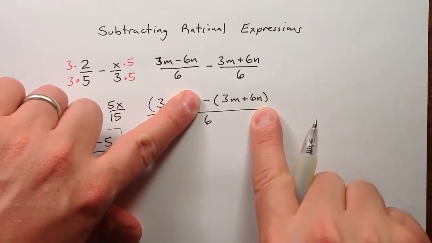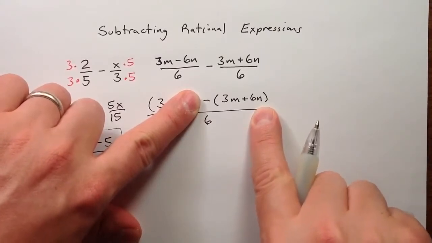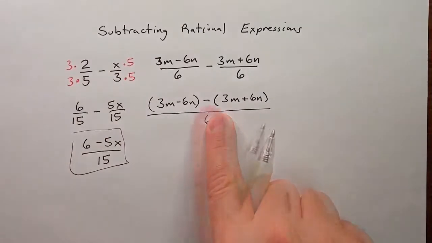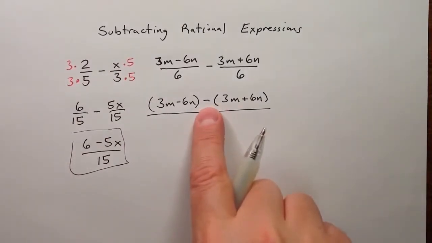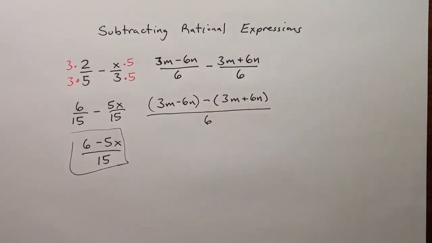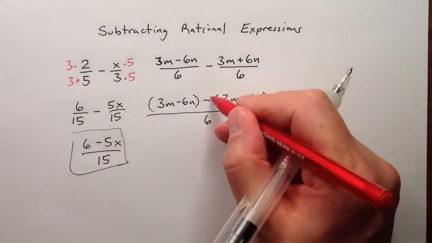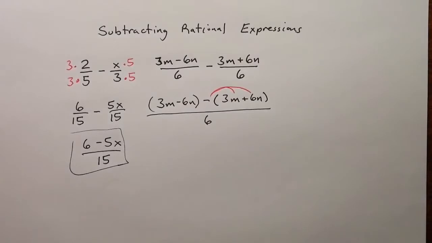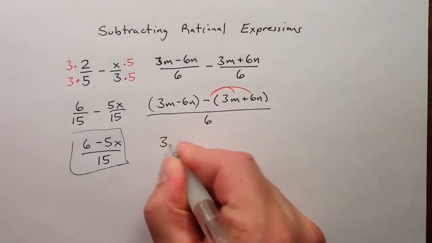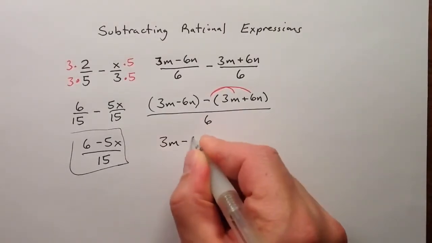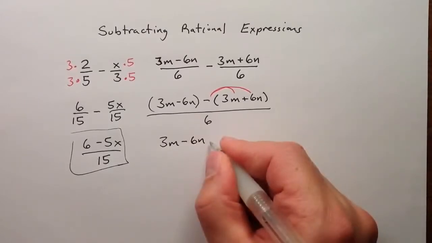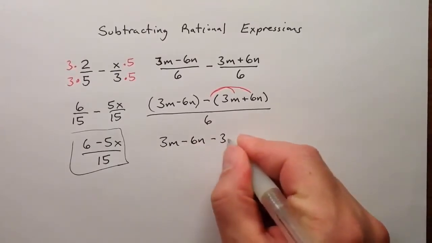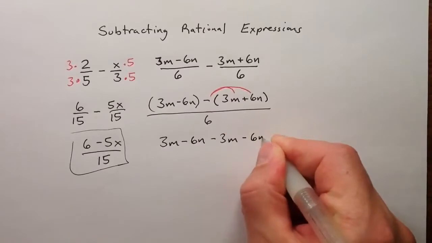And without the parentheses, a mistake that students sometimes make is to forget to distribute. I want to subtract both of those, so this is going to change the sign of both of those terms. And so I end up with 3m minus 6n, and then minus 3m minus 6n.